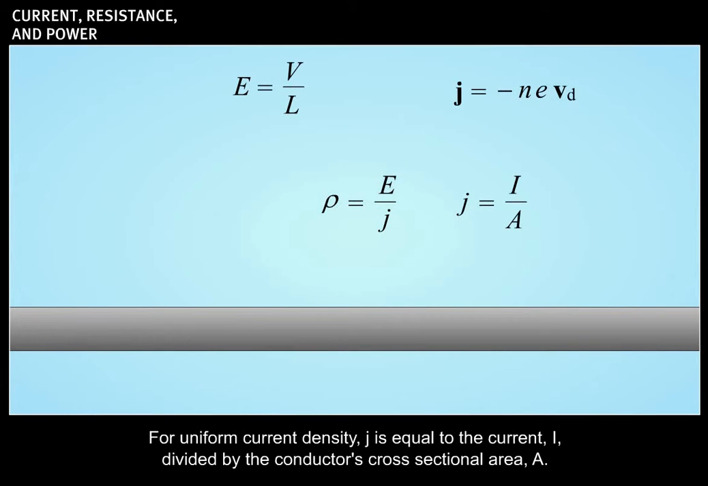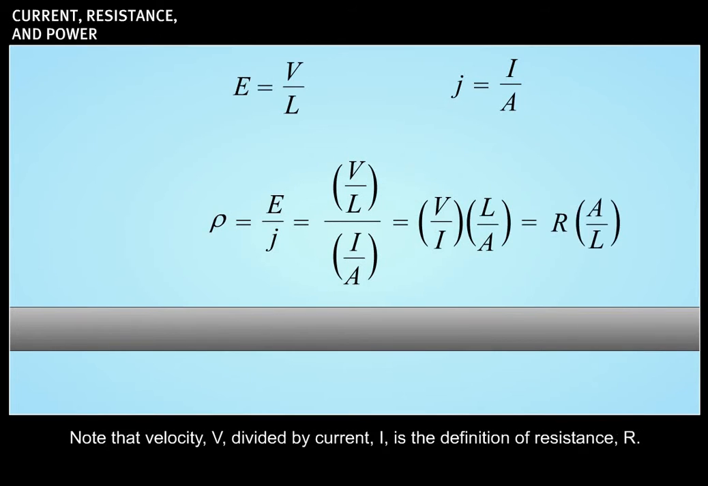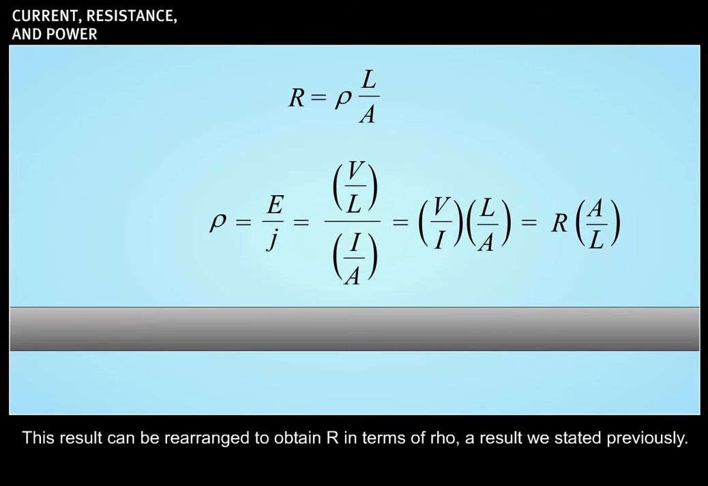For uniform current density, J is equal to the current I divided by the conductor's cross-sectional area A. Finally, substitute equations for E and J into the definition for resistivity. Note that voltage V divided by current I is the definition of resistance R. Now we have related resistance to both resistivity and the geometry of the conductor. This result can be rearranged to obtain R in terms of ρ, a result we stated previously.